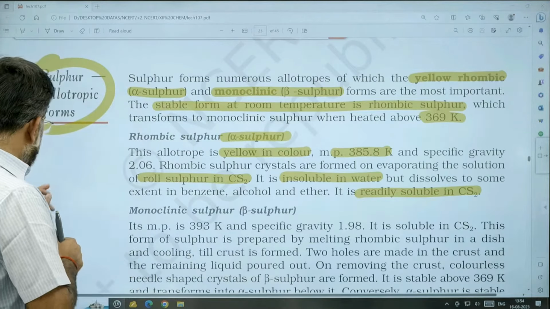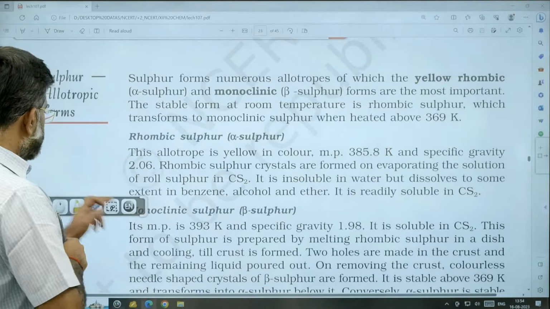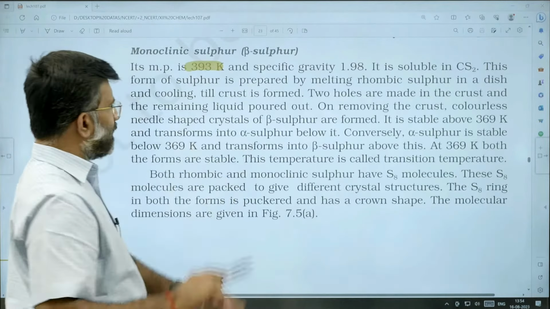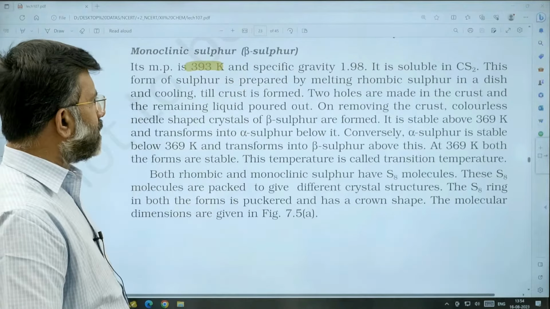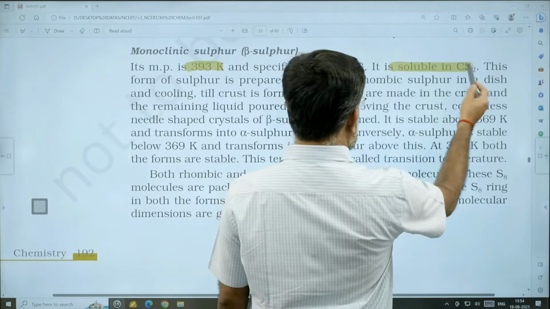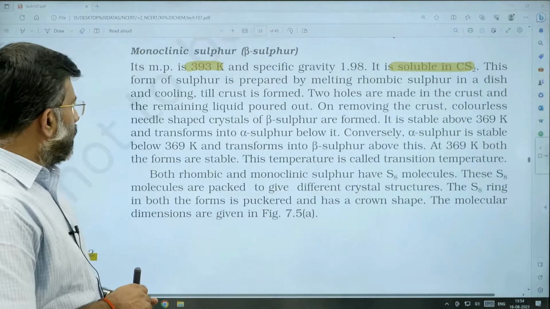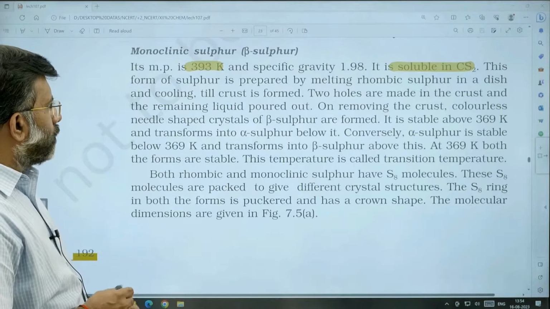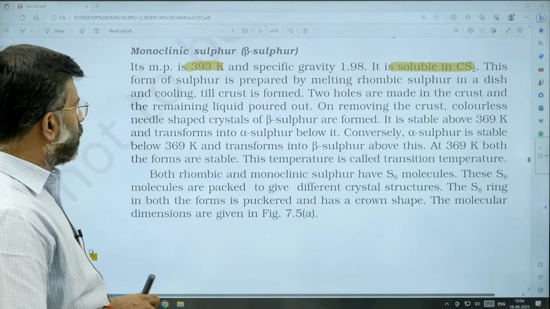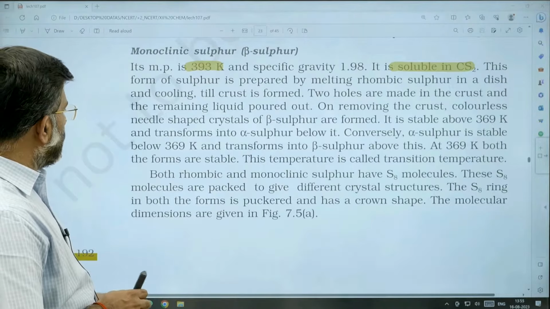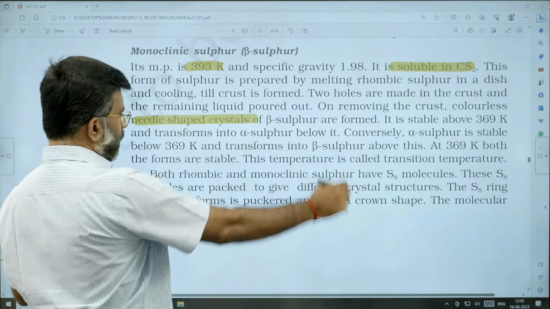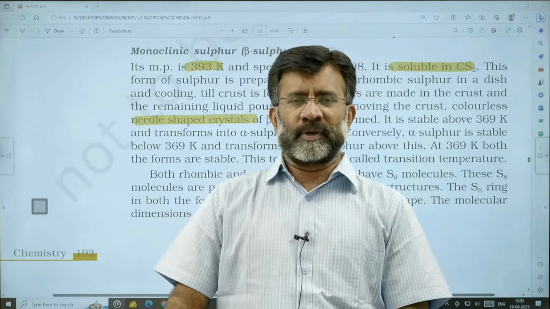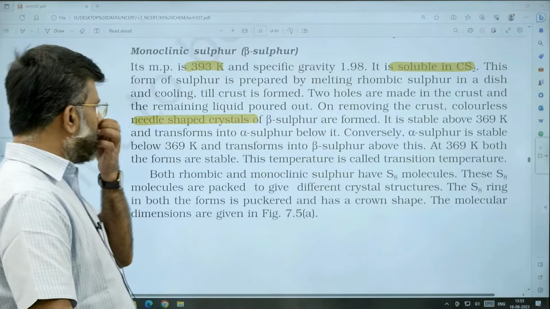Coming to the beta form of sulfur, the melting point is again in the same region, slightly less. It is soluble once again in carbon disulfide. It is prepared by melting rhombic sulfur in a dish and cooling till a crust is formed. Two holes are made in the crust and the remaining liquid poured out. On removing the crust, you get colorless needle-shaped crystals of beta sulfur.